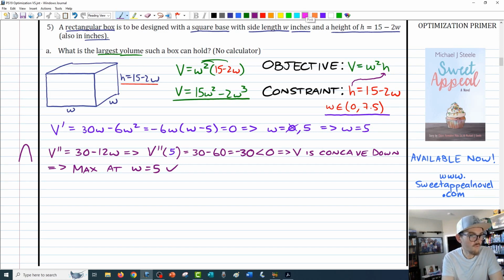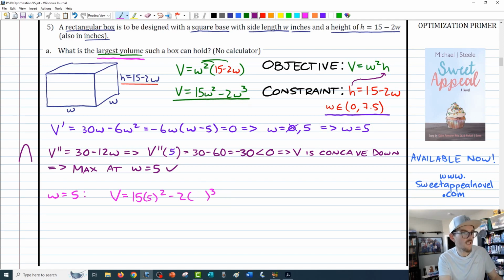All that it leaves us with at the very end is to find that largest volume. Well, what is it? If w equals 5, then we can plug that into our original volume equation, which, as we saw, is 15w squared minus 2w cubed. I'm going to go ahead and make that substitution. I'll use the color just to make it a little bit clearer. Put 5 in for each of those.